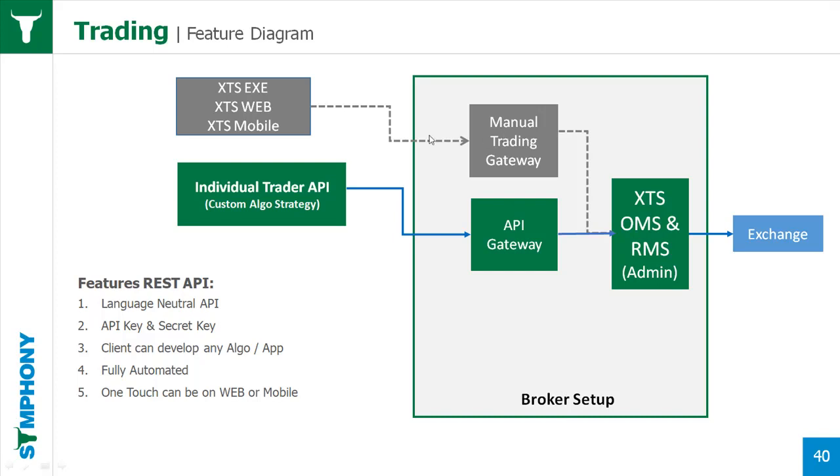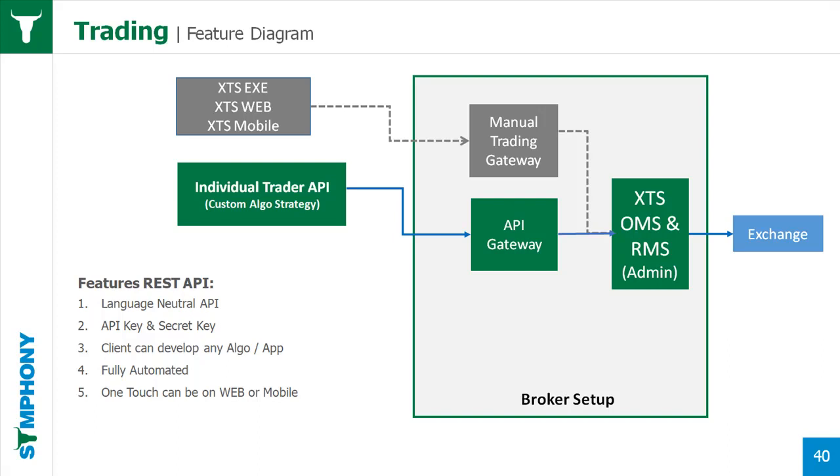Through the manual trading gateway, you can access web, mobile, and EXE. Broker will provide you XTS web, mobile, EXE through the manual trading gateway. You can send manual orders from your mobile app through XTS OMS, and it will send orders to Exchange, and you get the response back.